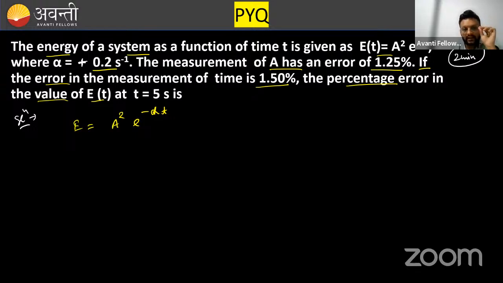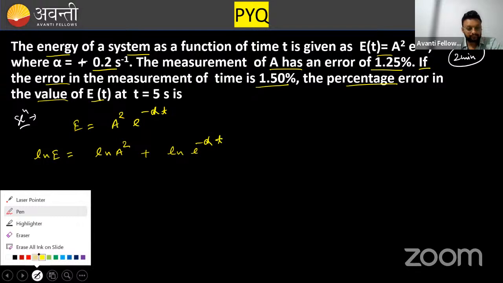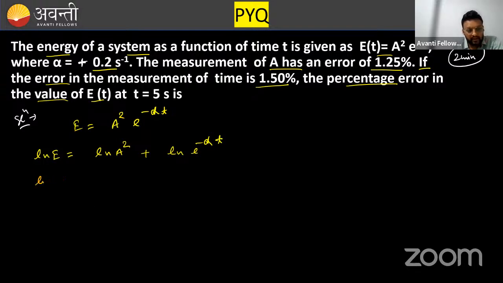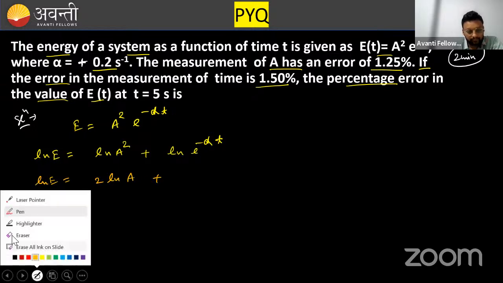So delta E by E, we can achieve it only by taking log and then differentiate. That is the basic thing. Na? If I take log, it will become ln E is equals to ln A square, and it will be plus ln e raised to the power minus alpha T. थोड़ा सा ओपन कर देना इसको, ln E to ln A, what it will become?